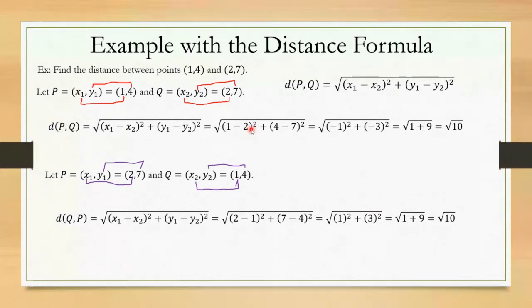I mean, if we weren't squaring, then you would have to be careful. And you also have to be careful in that you can only subtract the x coordinates from each other. We're not doing 1 minus 4, for instance, or 1 minus 7. We're subtracting the x coordinates from each other and the y coordinates from each other. That's what we're doing.